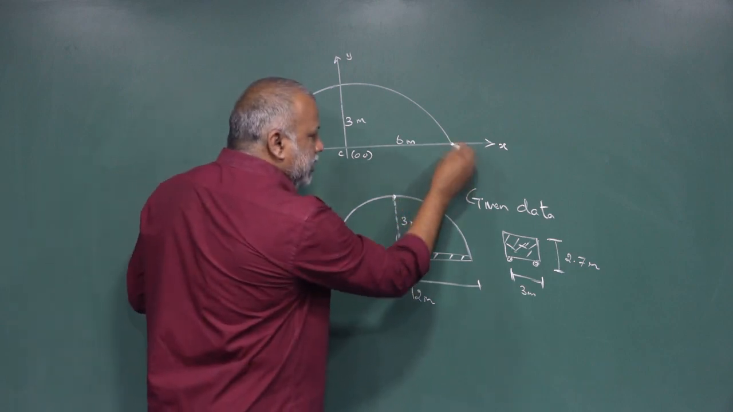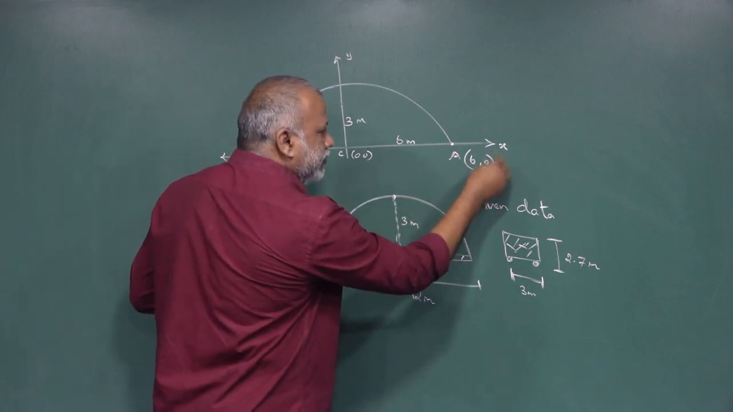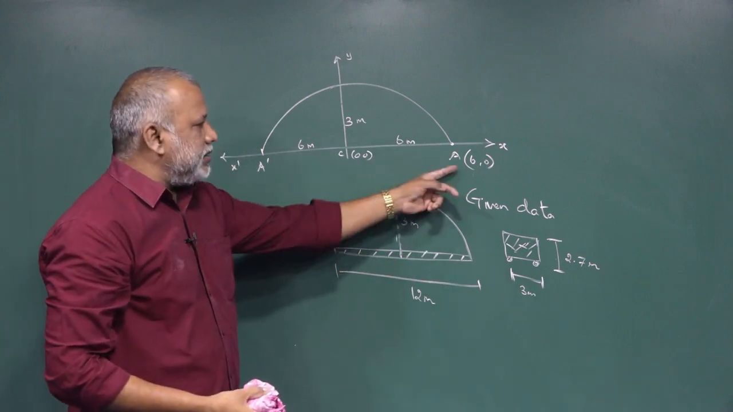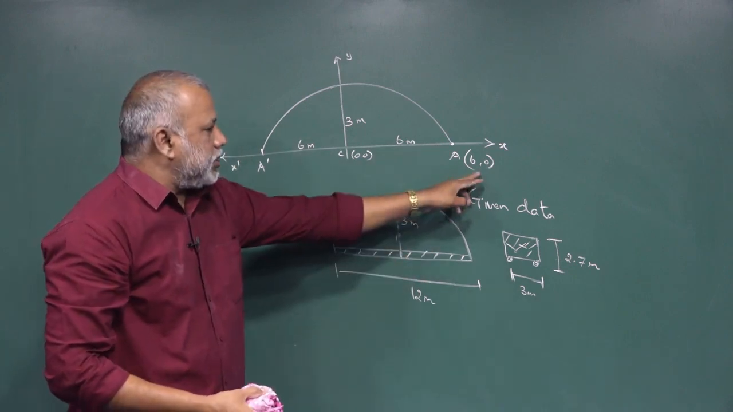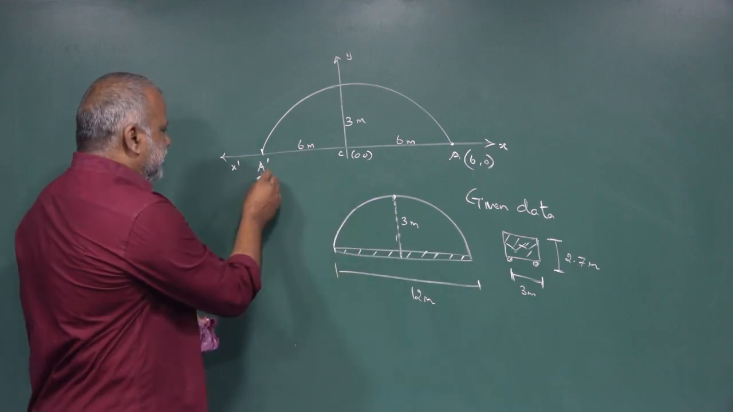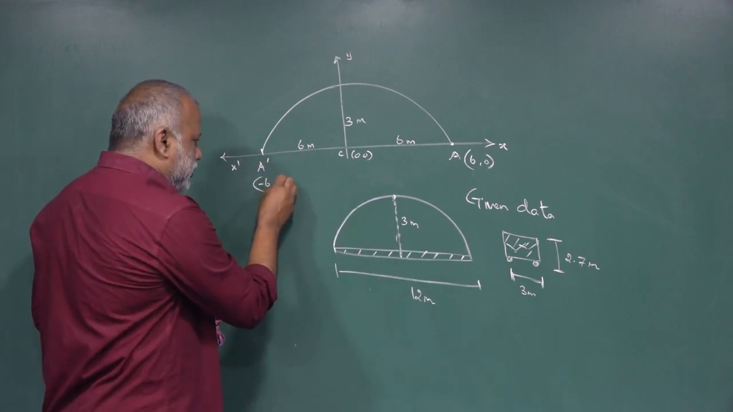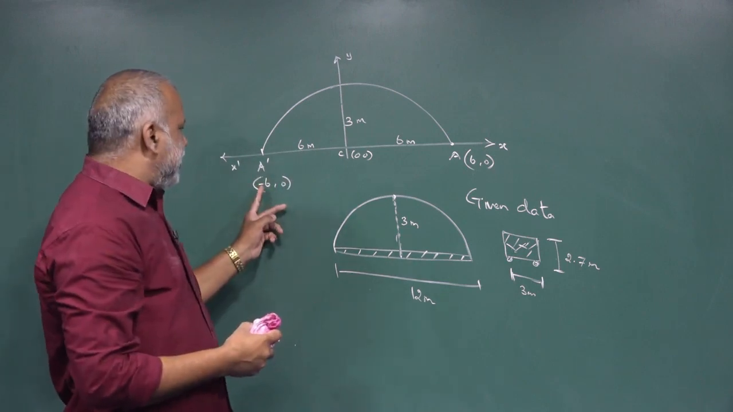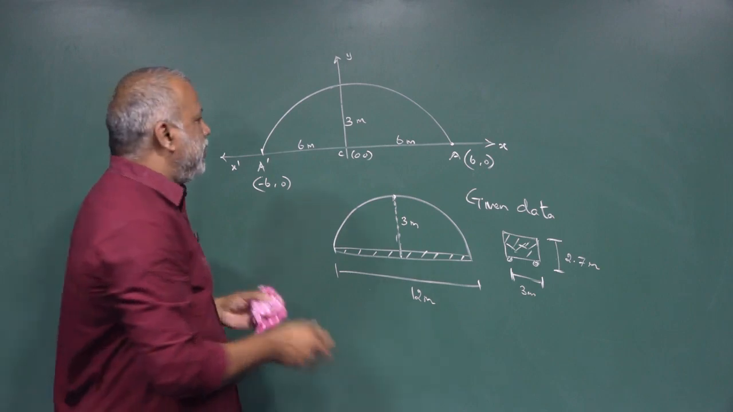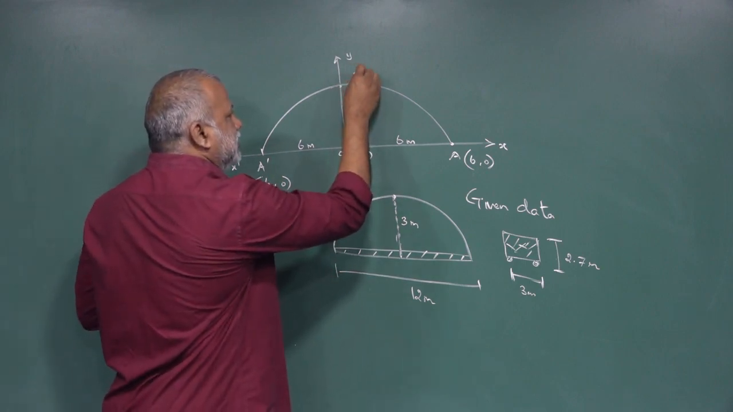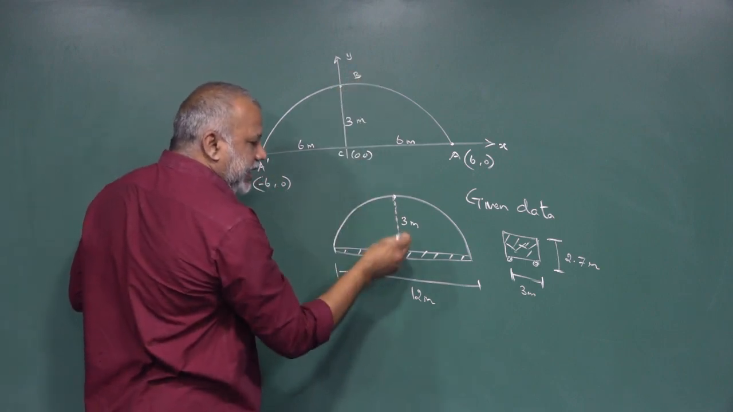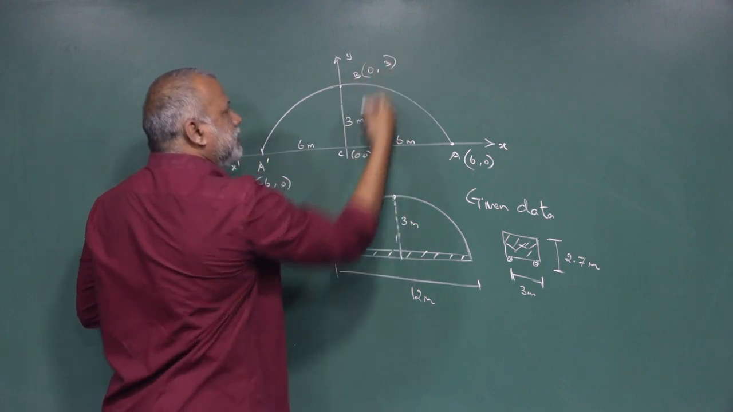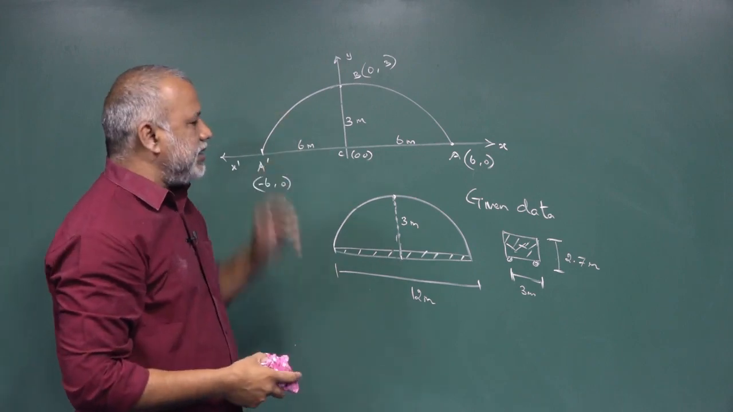Now this point is considered to be (6, 0). The reason is A is one of the vertices. So here 6 meter, it is on the x-axis, so it should be (6, 0). Here see A dash, it is also 6, but it lies in the negative direction, so I am taking (-6, 0). Now this point is technically called B. 3 meter height at the center, therefore it is to be (0, 3). These are the given data as we are taking.